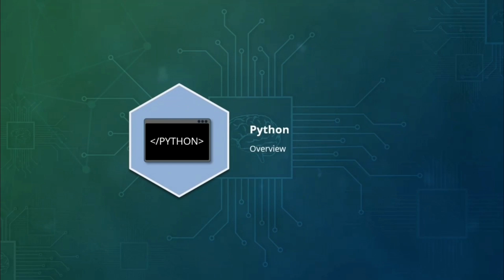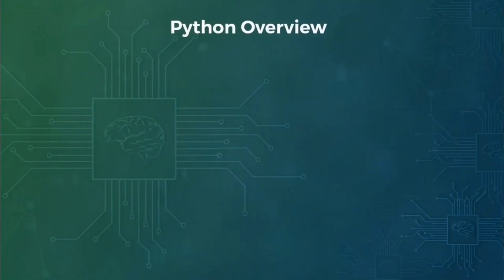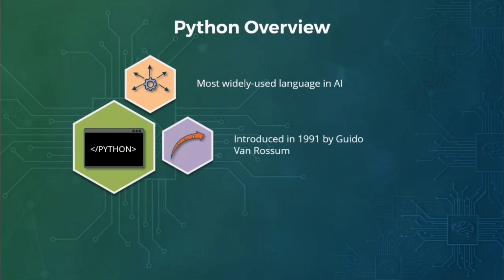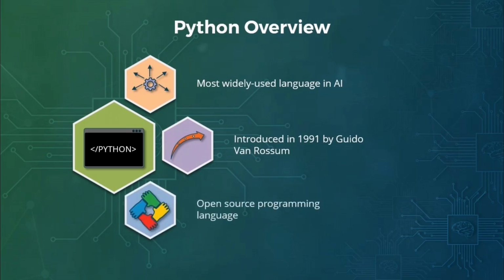Let's talk about basics of Python. Python is the most widely used general purpose high-level programming language currently available in the market for AI development. It is an open source programming language introduced in 1991 by Guido van Rossum and then further developed in the next 25 years by Python Software Foundation. By design, Python is and will be open source forever, which has aided in the adoption of artificial intelligence algorithms around the world.